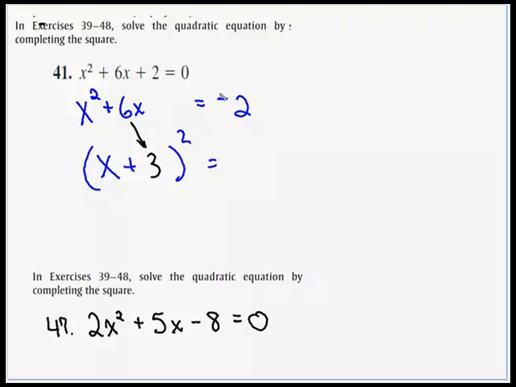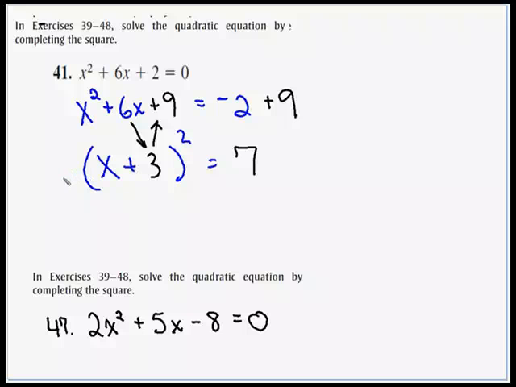To figure out what we add to each side, we bounce it back up and square it. So here we're going to have a 3 squared is 9. We're going to add 9 to this side. So 9 minus 2, or negative 2 plus 9, is 7. And now we're all ready to extract the roots.